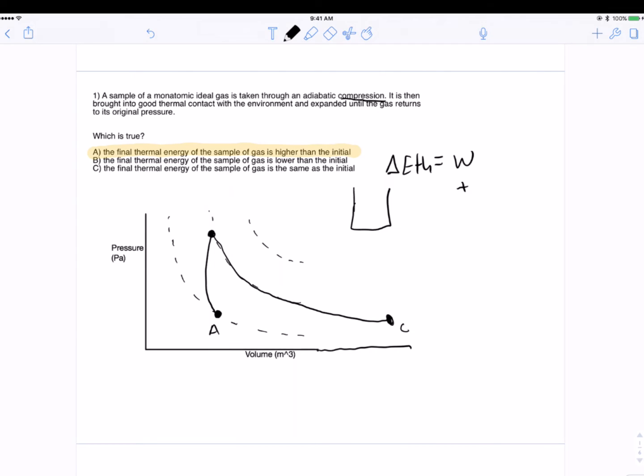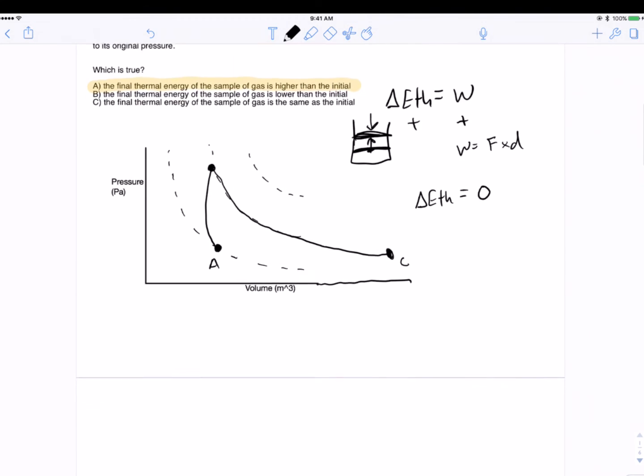So if we just think about this cylinder here, here's a piston. And so there's going to be a force from the atmosphere and a force from the gas. And the displacement, because it's a compression, is going to be down. So the work equals force times distance, is going to be positive, and the work gas will be negative. So delta E_th is positive for the first part, and delta E_th is 0 for the second part. So it only makes sense that the final thermal energy will be higher.